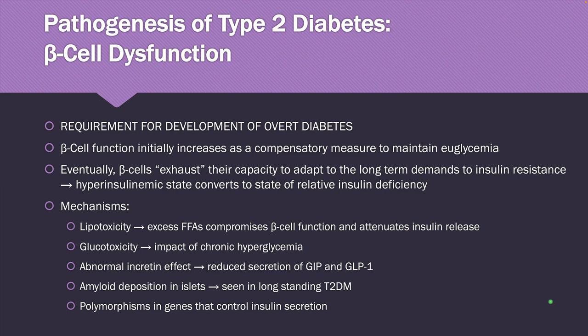So, pag pagod na yung beta cells mo, hindi siya nagpoproduce ng insulin mo. Kaya, essentially, kulang ka ng insulin na nilalabas. The mechanisms for causing beta cell dysfunction are the following: lipotoxicity, glucotoxicity, abnormal incretin effect, amyloid deposition in the islets. We'll see that later. And you have polymorphisms also within the genes that control insulin secretion.